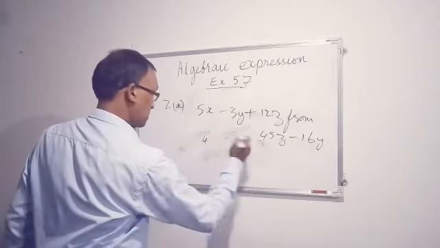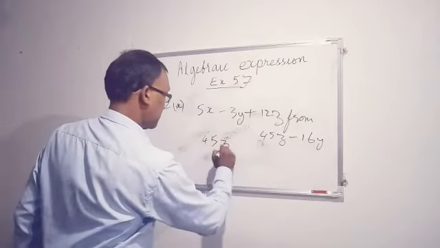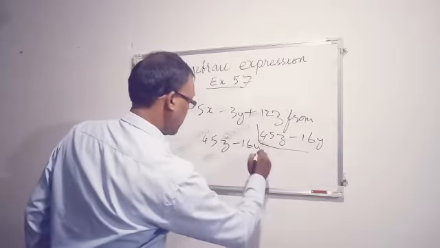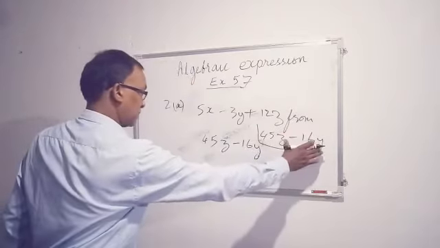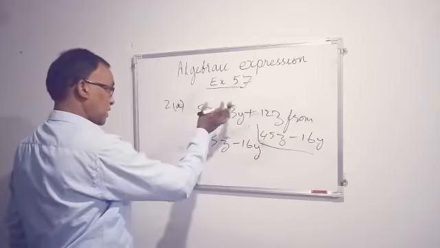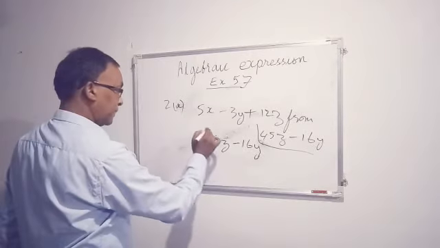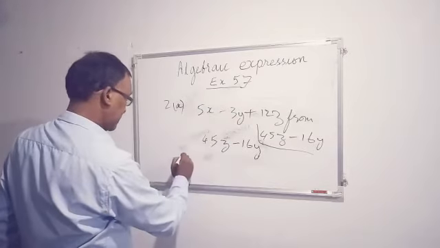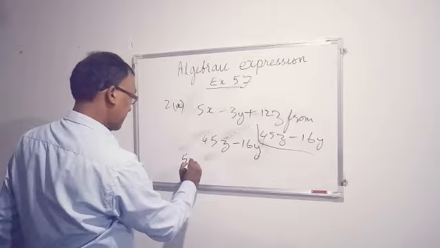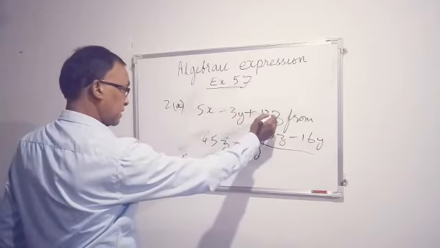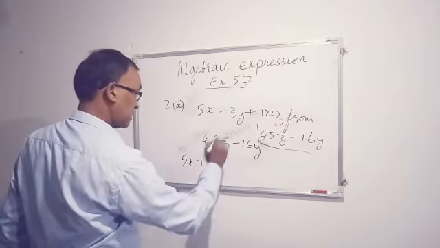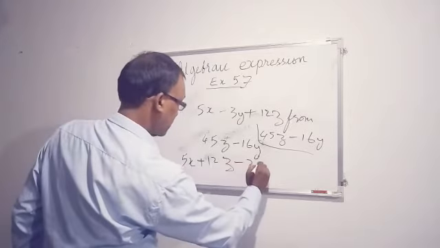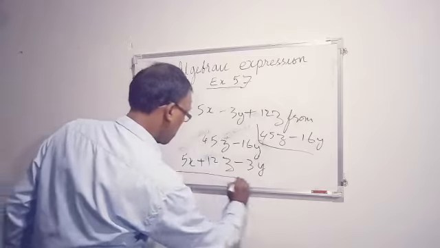So first you write 45z minus 16y. So this is from, so I have to write this one in the from position. Then here 5x, so I write 5x, plus 12z, then minus 3y.